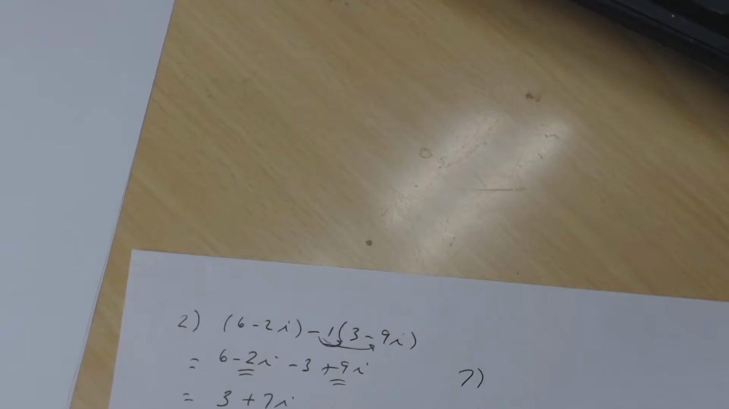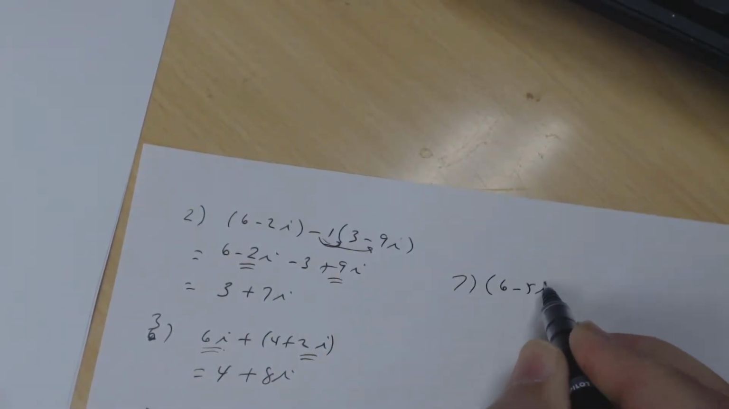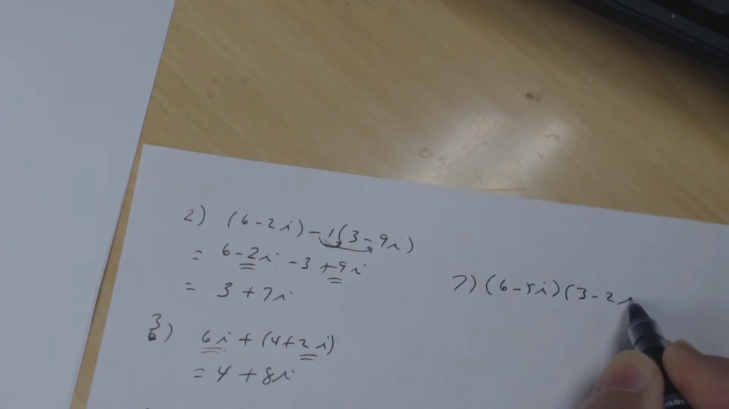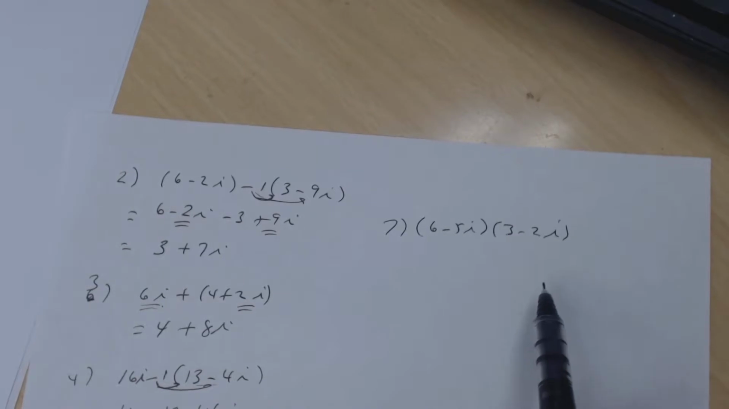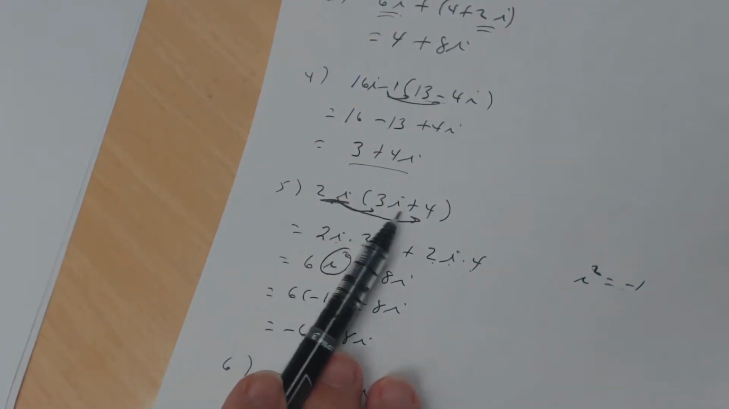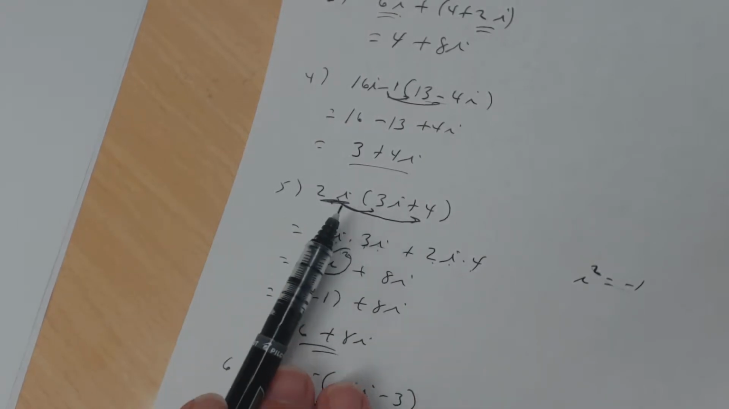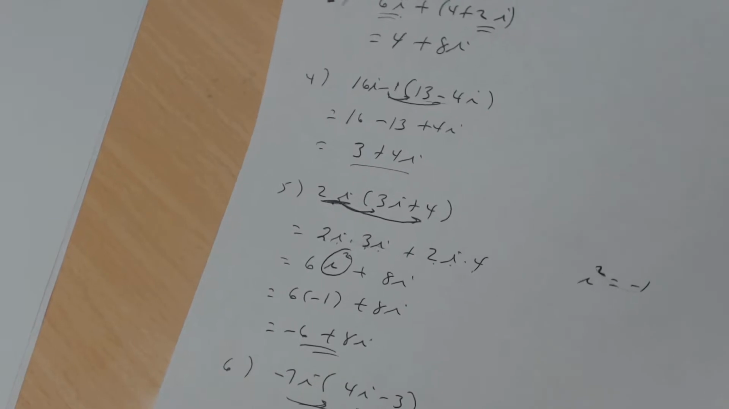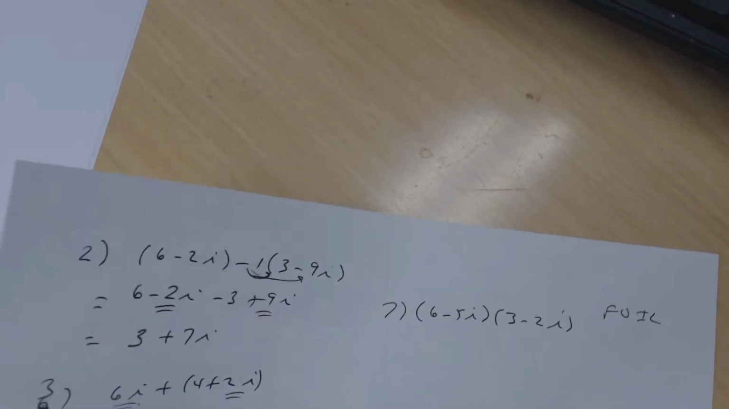Okay, number 7. Number 7 looks like this. You have 6 minus 5i times 3 minus 2i. So notice that in numbers 5 and 6, this was a binomial and this was a monomial, so I just used the distributive property. Here, though, it's two binomials, so you have to use the FOIL method.